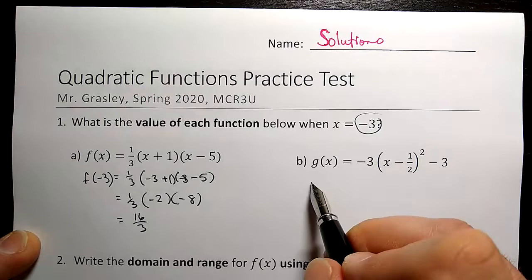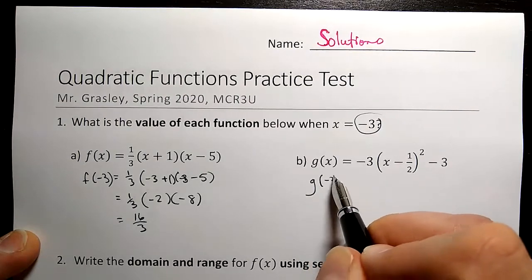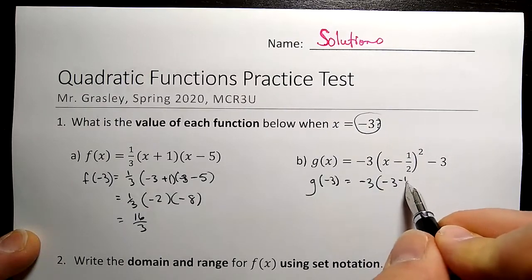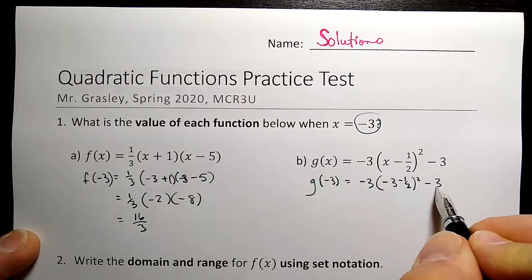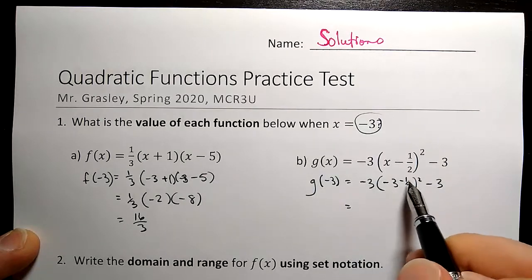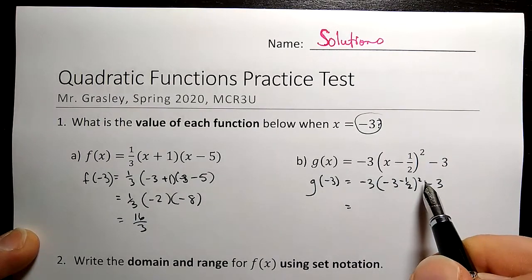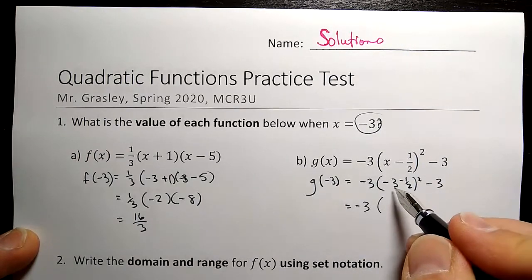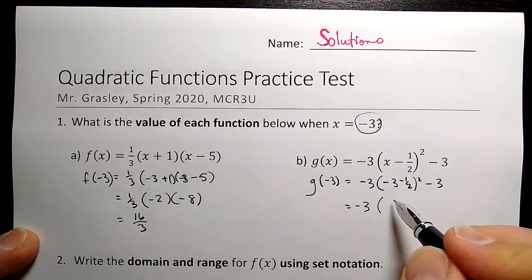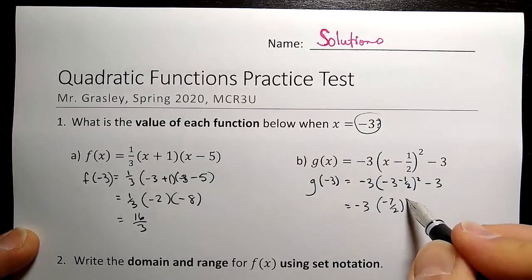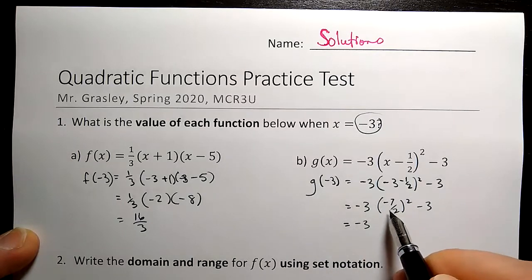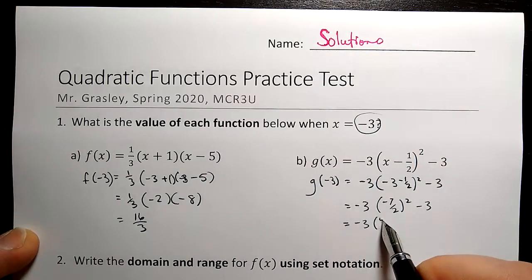16/3. Over here for the function g at -3, -3 times, in brackets we have -3 minus 1/2, that is squared, and then subtracting 3. Important that we're going to simplify what's in here and then square it before multiplying by this -3, so we're going to leave that right there. This is -6/2, so that's -7/2 altogether, which is squared, minus 3. When we square this, we're going to get positive 49 on the top and 4 on the bottom.